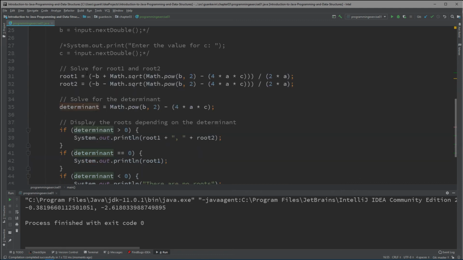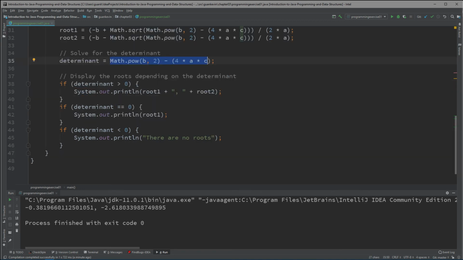And I solve for them by plugging in the formula right here for root 1 and plugging in this formula right here for root 2. Now, to solve for determinant, which will allow me to decide whether I display both roots, 1 root, or no roots, is with this formula right here. I take that determinant and use an if statement. An if statement is followed by parentheses, and within the parentheses, you put in a value that you want it to compare. Now this value in here always has to return a true or false. That's what it takes in.